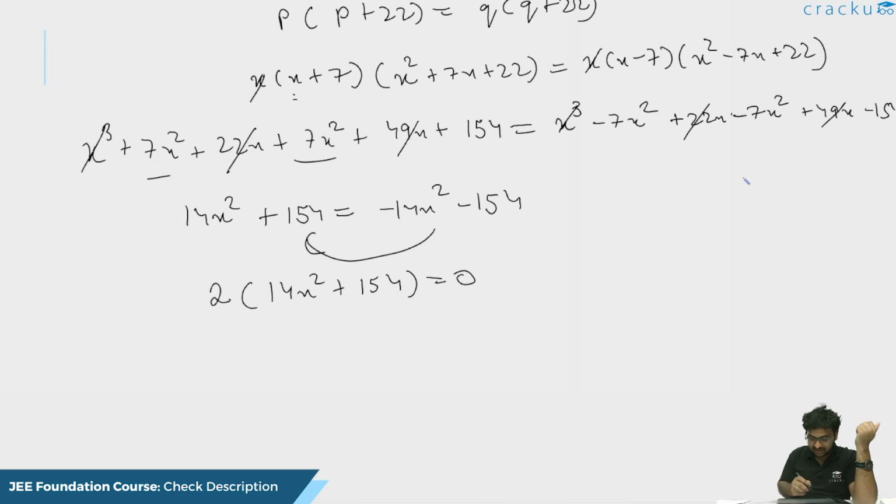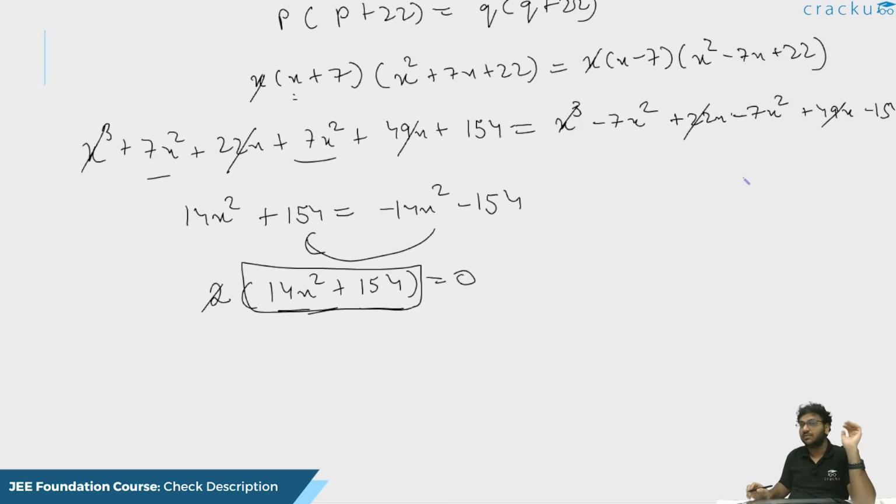Okay. This 2 will be cancelled out. 0 by 2 is 0. Okay. So we are left with 14x square plus 154 equal to 0. Now can this be 0 anytime? No, this can never be. Why? Because this is positive and we know 154 is also positive. Okay. So this can never be equal to 0.